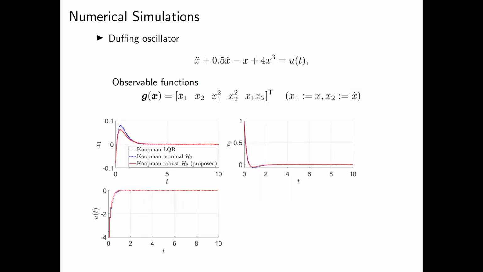Here are some numerical examples. As a problem setting, it is assumed that we have no access to the governing equations of the system. Instead, we design controllers using measured data. The first example is the Duffing oscillator. As you can see here, the proposed controller makes the peak of the response lower than the other controllers, which do not take the model uncertainty into account.